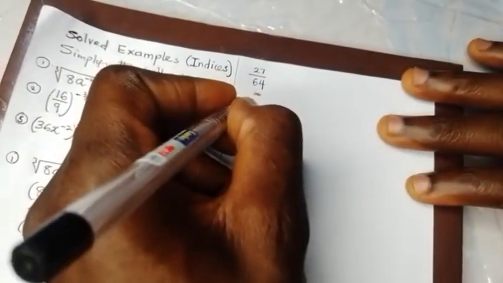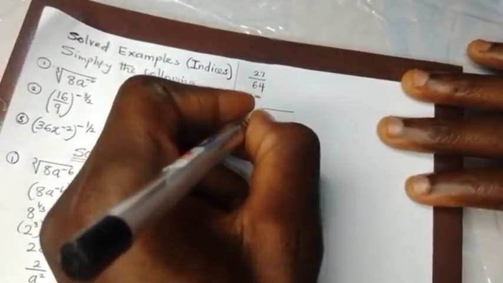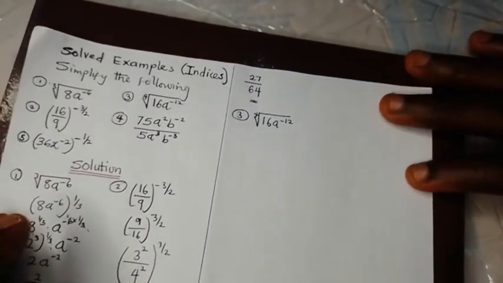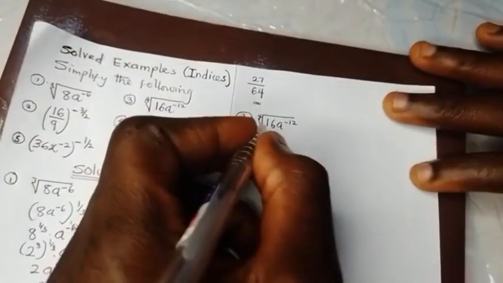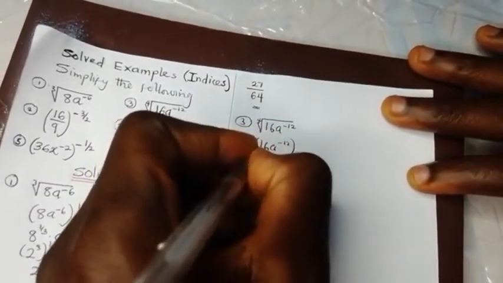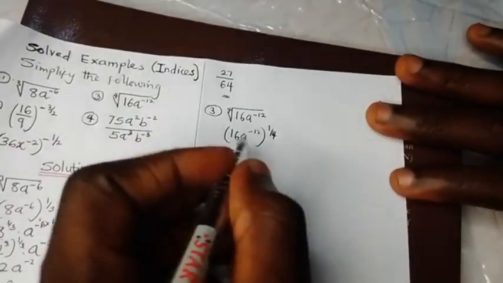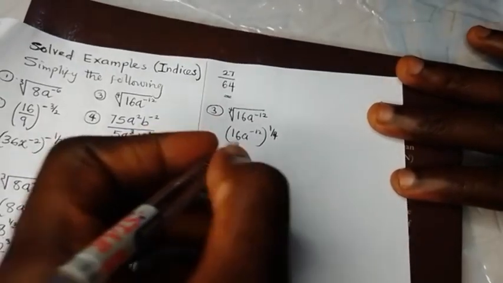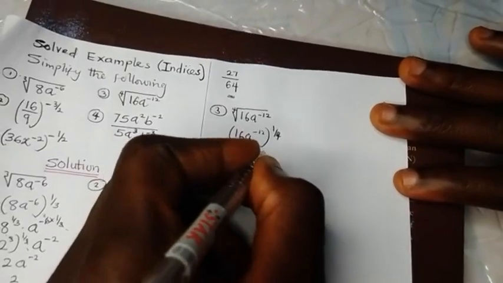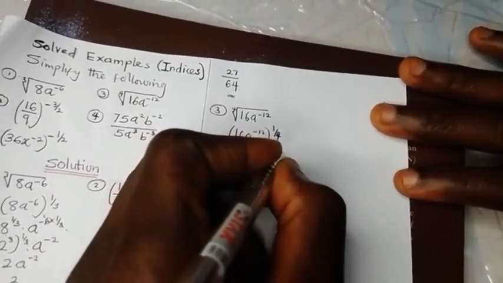Now let's move on to question number 3. In question number 3, we have the fourth root of 16a raised to the power minus 12. We can apply the same thing we did in number 1. It can be written as 16a raised to the power minus 12, all raised to the power 1 over 4. It's easier this way, so that you can visualize that 16 can be written as 2 raised to the power 4, and a raised to the power minus 12, all raised to the power 1 over 4. We're trying to take it gradually.